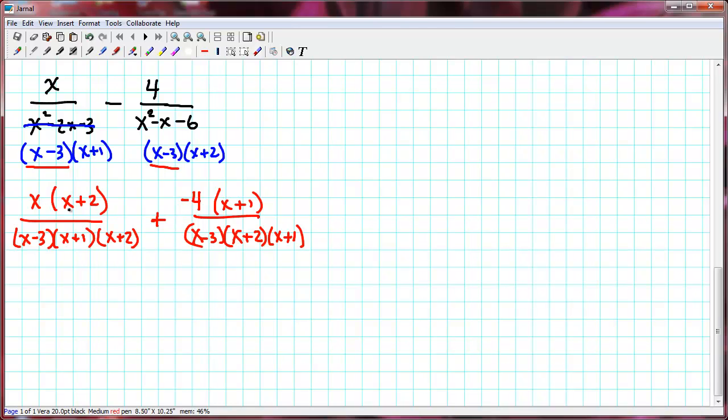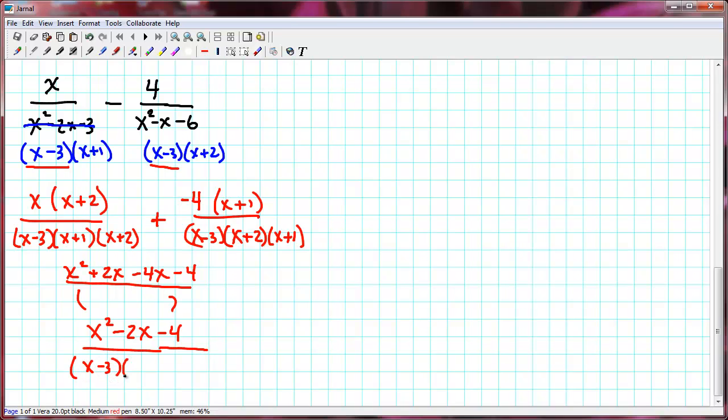So at the top now we are going to distribute, so we're going to have x squared plus 2x. Now we have minus 4x and minus 4 all over our common denominator here. I'm just going to put that in as a big parentheses to begin with. And now if we combine like terms on the top, we've got x squared minus 2x minus 4, which will not factor, and it's over our common denominator of x minus 3 times x plus 1 times x plus 2.